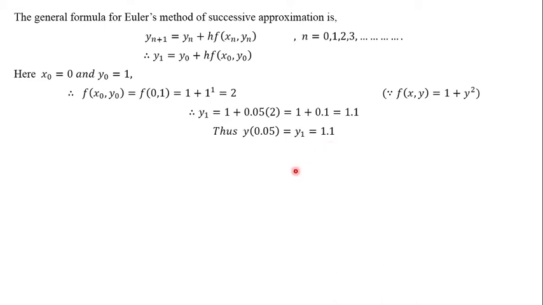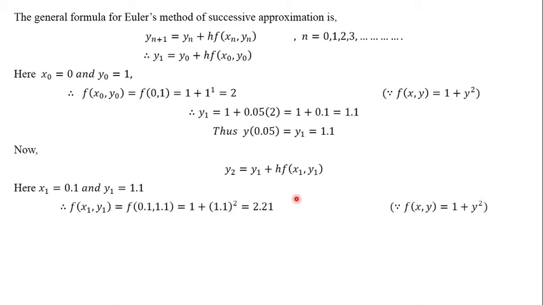Similarly, we have to find y2. The formula for y2 is y1 plus h into f at (x1, y1). Now x1 is 0.1. Now y1 is 1.1. So we have to find f at (x1, y1), so f at (x1, y1) is f at (0.1, 1.1). So wherever x is there, replace by 0.1, and wherever y is there, we have to replace by 1.1. So f of (x, y) is 1 plus y square. So put y is equal to 1.1.